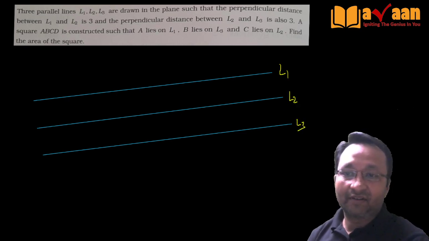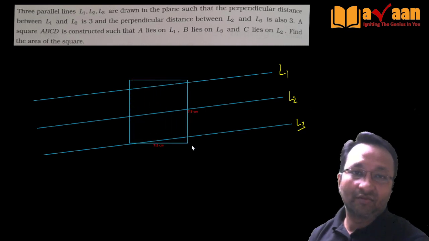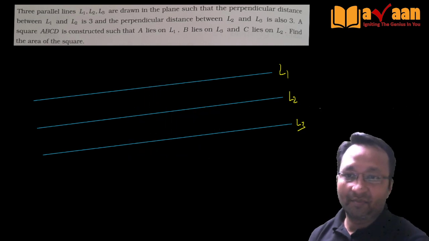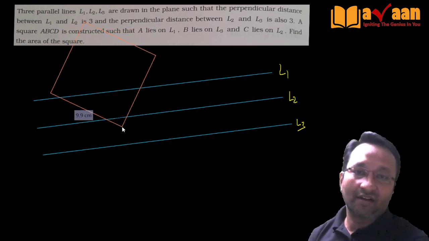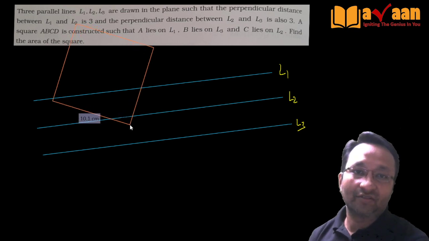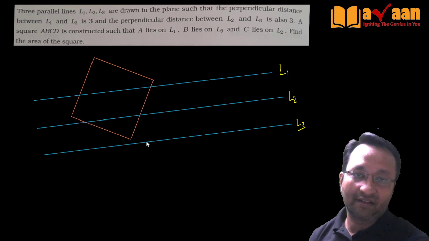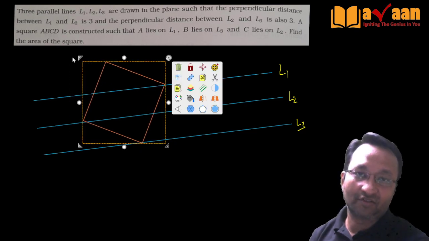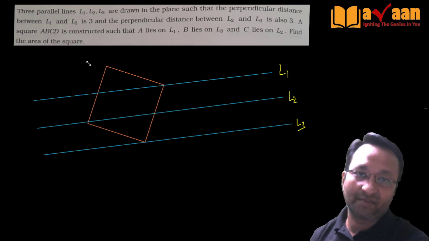The statement further says that there is a square ABCD constructed such that A lies on L1. So let me take a proper square. So I take a square ABCD such that A lies on L1, B lies on L3. So this should be ideally something like this. I can use this drawing tool so that it becomes a perfect diagram, although the diagram is representative.